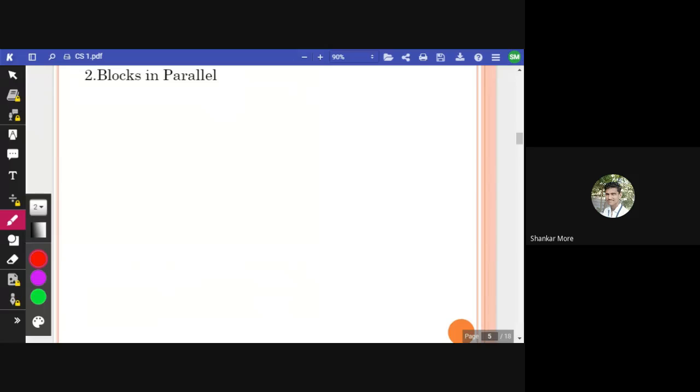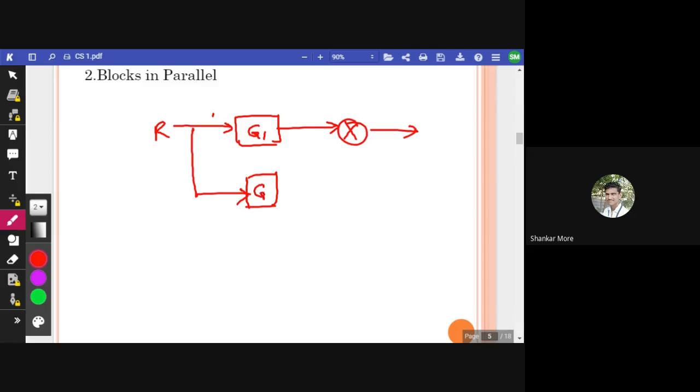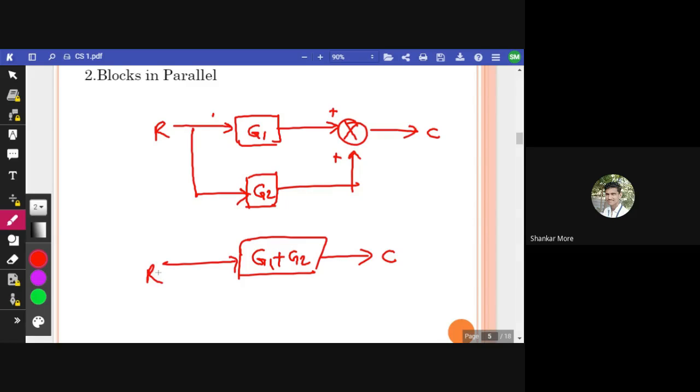What happens when blocks are in parallel? Let me just draw it. Let us suppose this is my R. This is the block G1, and here I have a summing point, and another block G2, with both signs positive. It can be reduced as R as it is, and this block will become G1 plus G2, and this is C. Okay, it is addition. Very good.